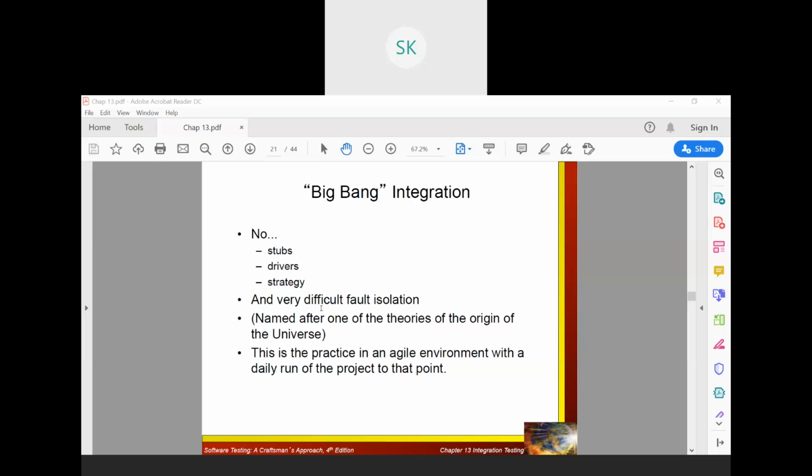But one thing is the difficulty of fault isolation will be higher when compared to your previously available techniques. With respect to top-down, bottom-up approach, it is very easy to isolate the fault. But with respect to your Big Bang as well as sandwich, it is far more difficult when compared to your previous two techniques.